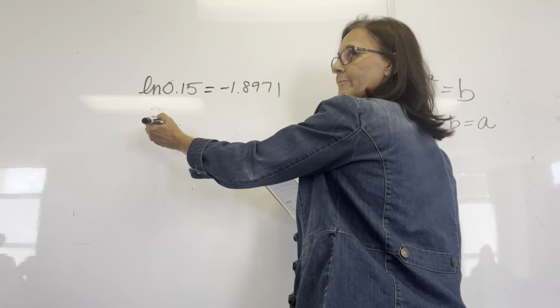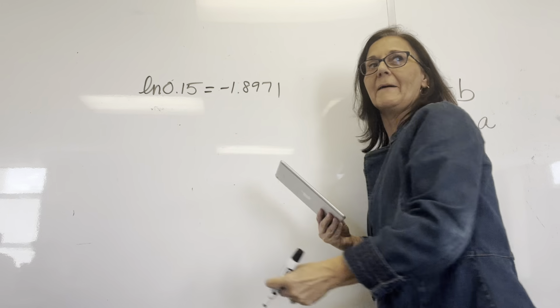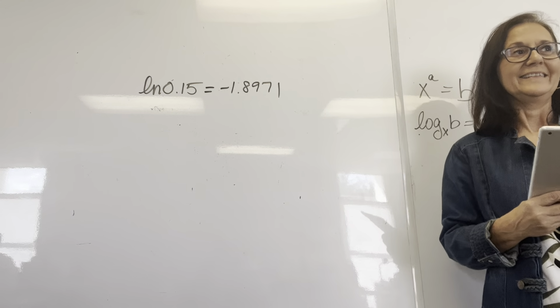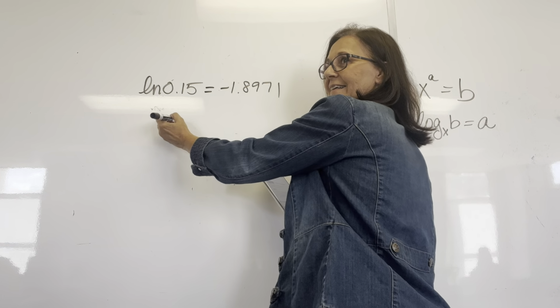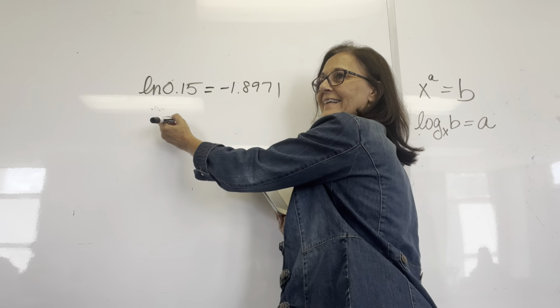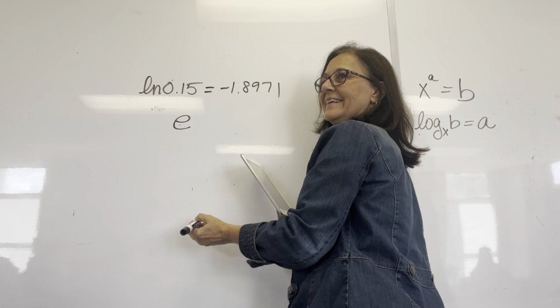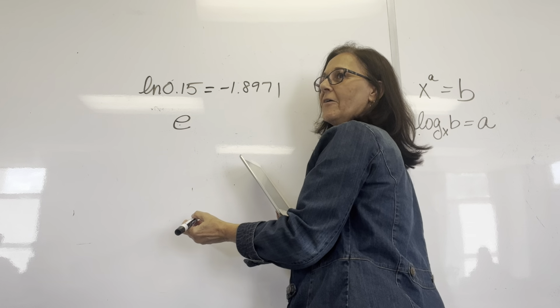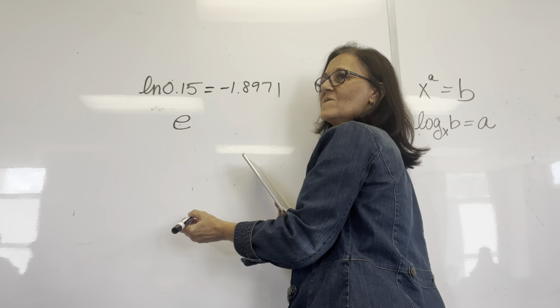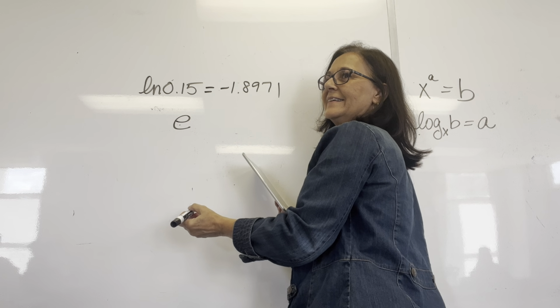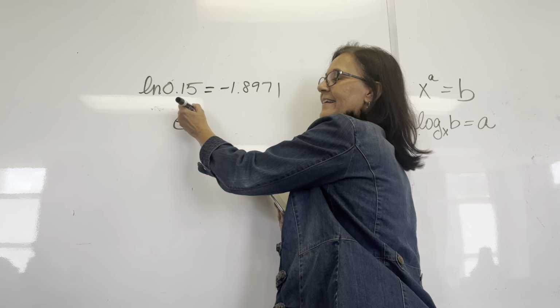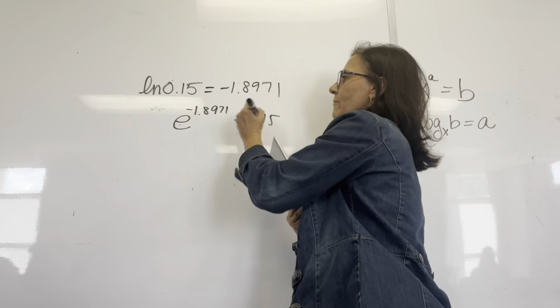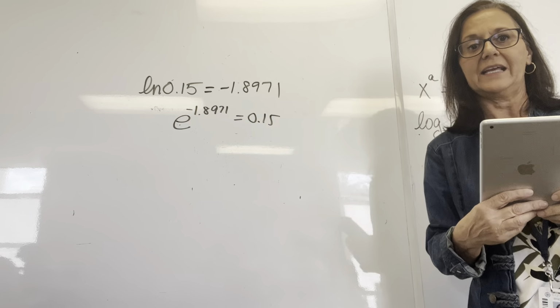Okay. Landry, give this to me in exponential form. Wait, I changed something. Landry, it's ln, so it's natural. What's my base? E. E, what's my exponent, Landry? Negative 1.837 equals 0.15. Right, when you see that ln, you know your base is E.